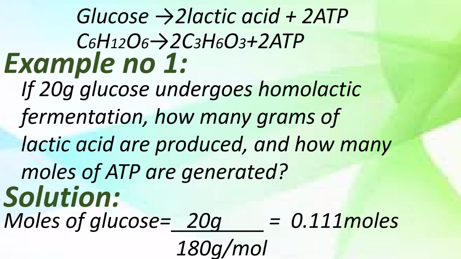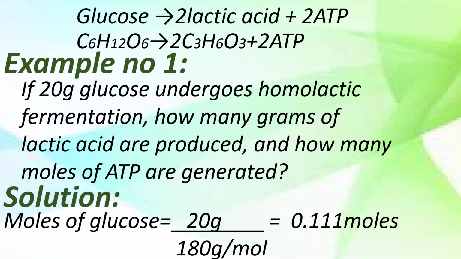Example number 1. If 20 gram glucose undergoes homolactic fermentation, how many grams of lactic acid are produced and how many moles of ATP are generated? By the help of the above equation, we can solve this numerical. Mass of glucose is given. It is homolactic, meaning only lactic acid and ATP are produced. We have to find the mass of lactic acid and moles of ATP that are generated.